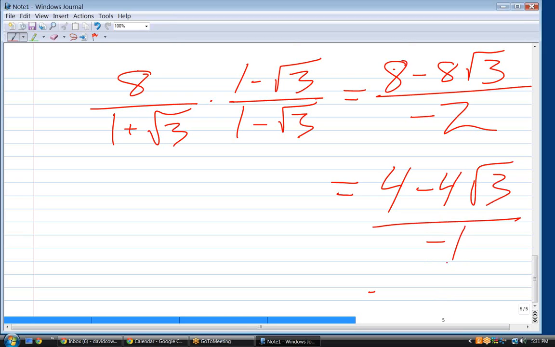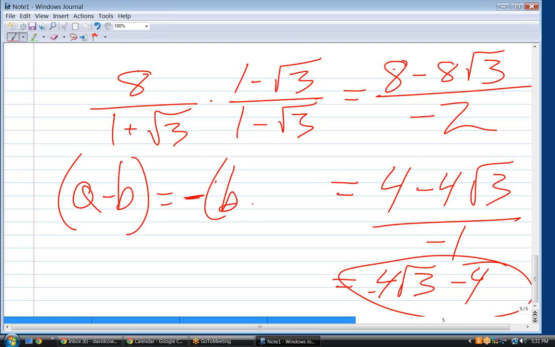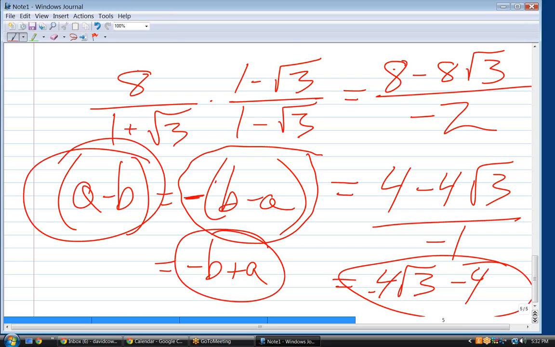And this negative 1 becomes 4 root 3 minus 4. There's your answer. Let's talk about that for a second. If I have a minus b, it's always equal to the negative of b minus a. In other words, take this over here and distribute that negative sign. What do you get? You get minus b plus a. Well, that's the same thing as that.